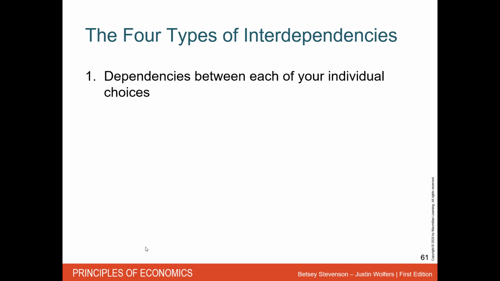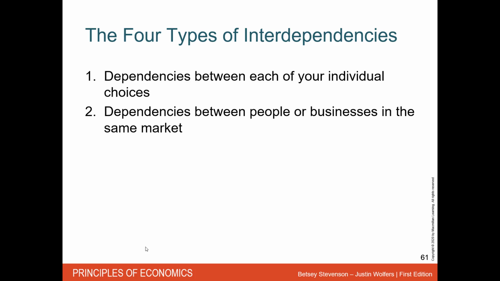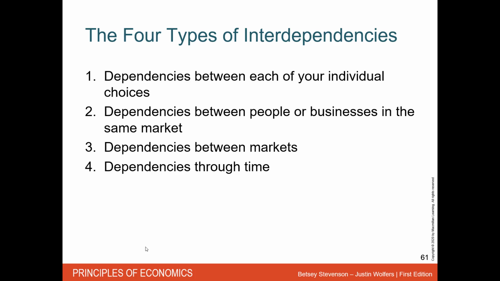The first kind is that your choice depends on your other choices. It's called the dependencies between your choices. Second, your choice also depends on the choices of other people or other businesses. This is called the dependencies between your choices and others. Third, there are dependencies between markets. In other words, your choice in one market also depends on the other choices you make in other markets. Lastly, there are dependencies through time. Your choice at one time can affect your future choices.